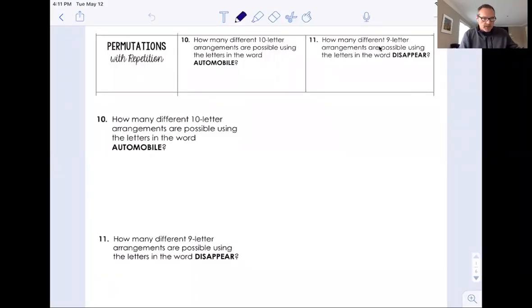Mr. Collins here, and we're going to just look at two brief problems involving permutations with repetition. These are from a PDF, a worksheet from All Things Algebra. And there's some other videos you've probably seen doing the first 9 problems. I'm going to do 10 and 11 from this worksheet.